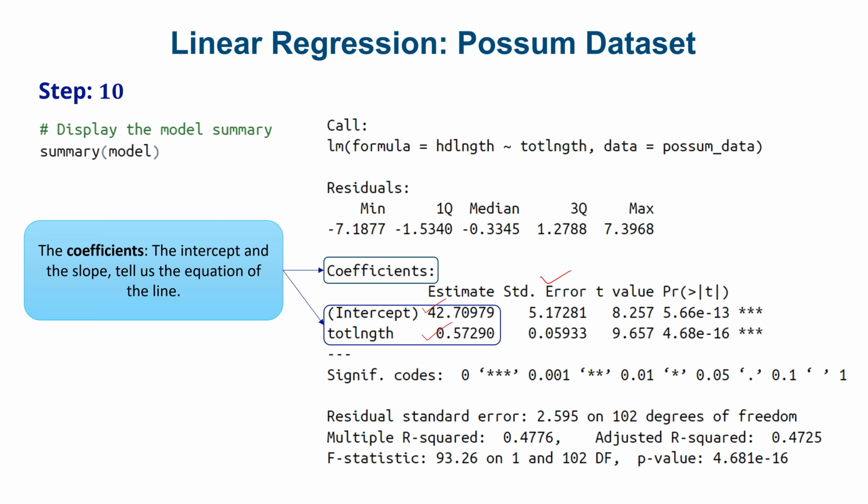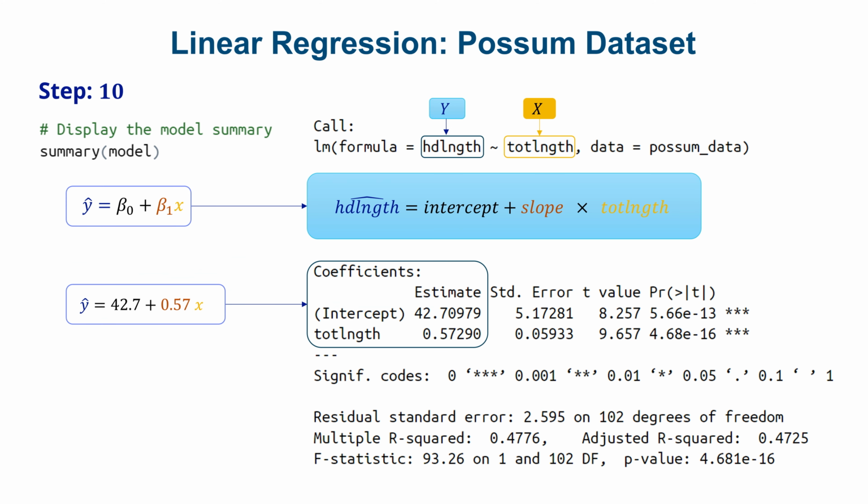T-value is the test statistic for the hypothesis test that the coefficient equals 0. Probability column is the p-value. A small p-value, typically less than 0.05, indicates the coefficient is statistically significant.